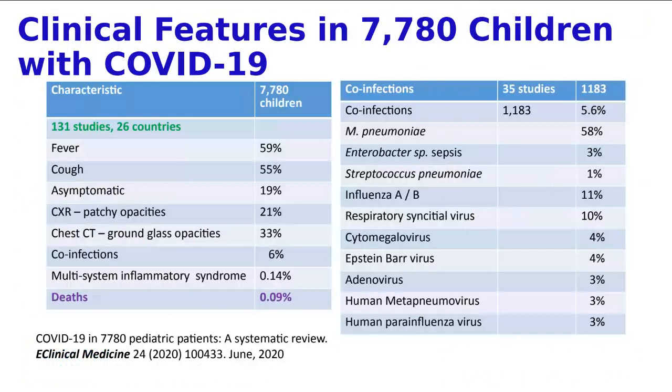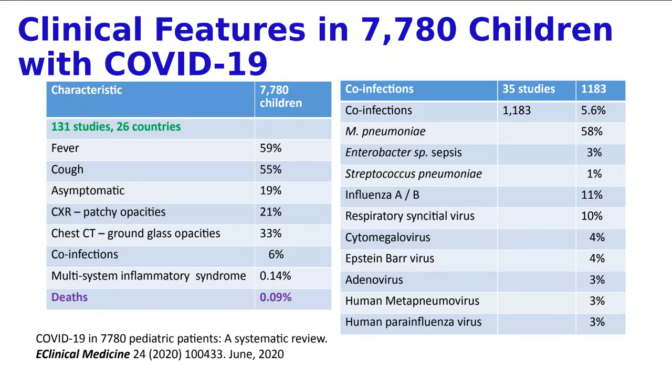Here, when you look at the features from a systematic review for children, from 131 studies in 26 countries, you'll see that the majority of the children will present with fever and cough. 19% of them are asymptomatic. 20% of them had chest opacities on chest x-ray. A third of them had ground glass opacities on chest CT.